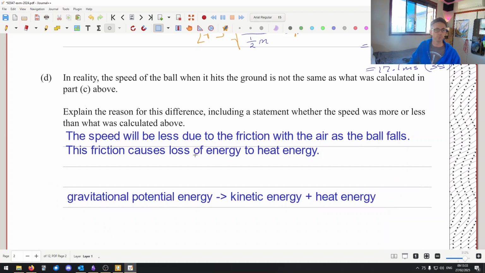That's actually what's happening. Yeah, cool. And so making sure you point out key things they want to see in the exam is that you're saying loss of energy due to friction, so friction with the air resistance or drag causes loss of energy to heat energy. Whenever you have friction, you have heat. So you want to point out the heat energy portion of that. Cool.